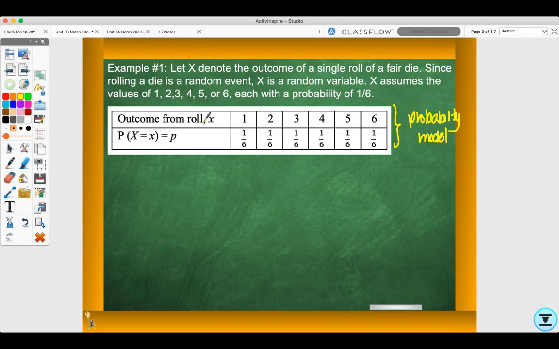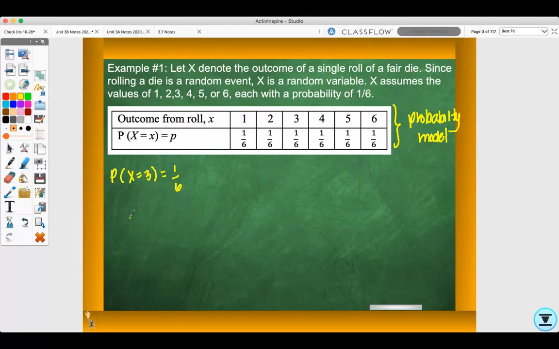So the outcome of roll X, 1, gives me a probability of 1/6, 2, a probability of 1/6, so on. Each one has a probability of 1/6. So this is the probability that our random variable X takes on, 1/6. So let's say that I wanted to know the probability that X equals 3. The probability that X equals just 3 is 1/6.